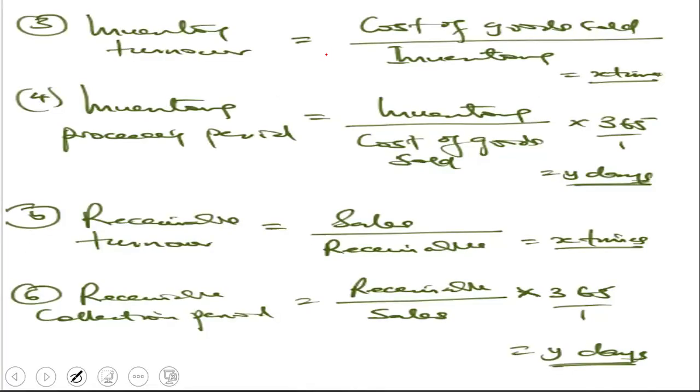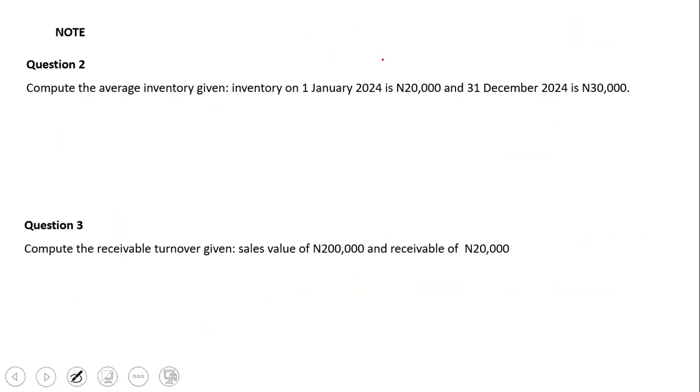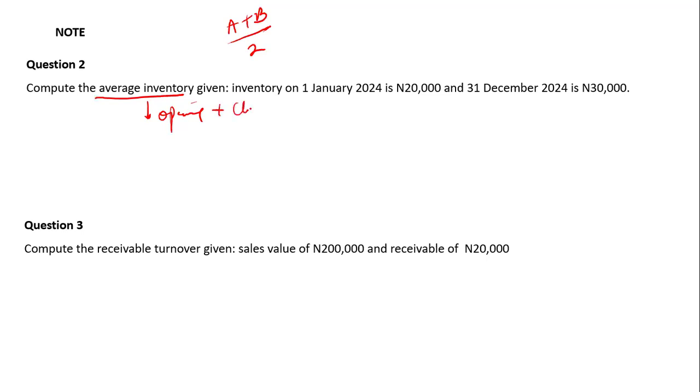You will see in another instance, they will call this average inventory. And that's why I quickly put in a question. The word average, we all know, is like saying A plus B divided by 2. That is average. So in this case, the requirement is to compute the average inventory. What is the formula for average inventory? Simple. I simply say opening plus closing divided by 2.